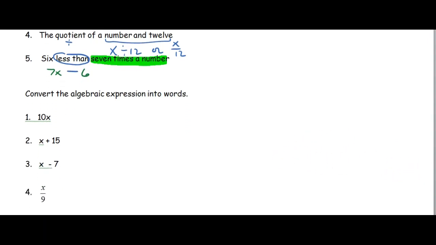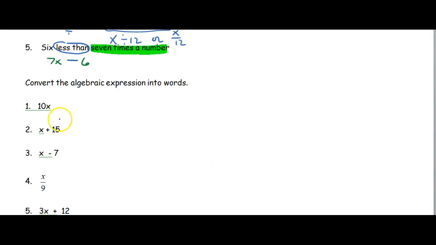Now down below, we're given the algebraic expression and we want to write words for it. Well, for number 1 here, there's a couple of ways you can do it. You can write this as 10 times a number. But think of another way you can write it. You could write it as the product of 10 and a number. Remember, times and product both give you multiplication.